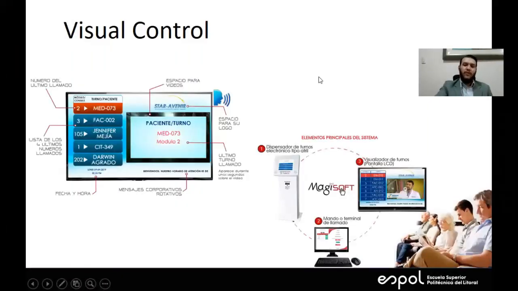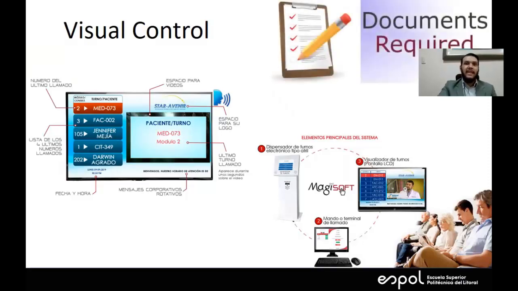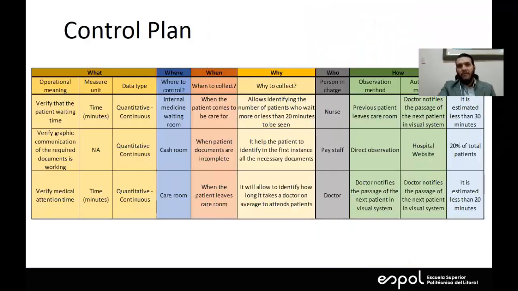With the implementation of a visual calling system, many benefits can be obtained. One of the most important is the collection of patient system data, and in addition, through social networks, website, and physically, the requirements that the patient needs to know will be shown. Here we have the control plan with analysis of true variables. The control plan goes hand in hand with the visual calling system as the main variable.